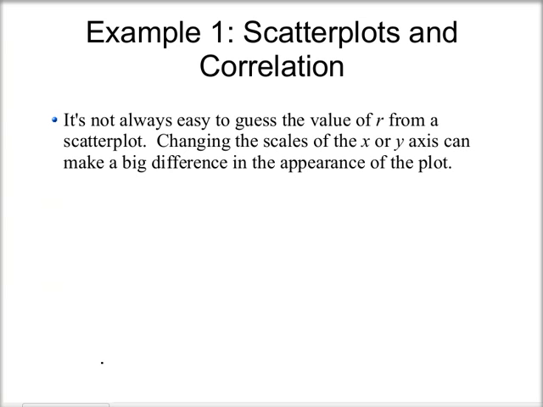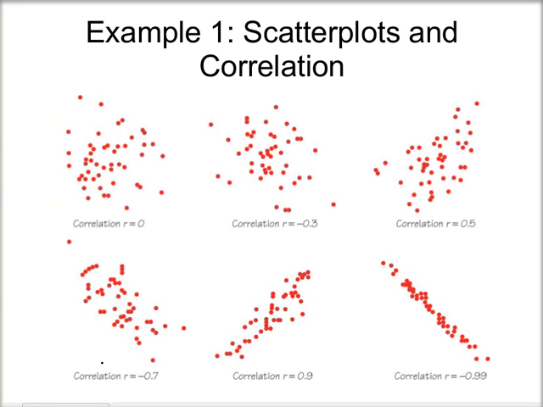Let's look at an example. We're going to see a bunch of scatter plots on the next slide, and it's not always easy to guess the value of the correlation from a scatter plot. So for the pictures you see on the next slide, they all have the same scale for their x and y axis, so we can compare them easily. So here in my first picture, I have a correlation of r equals 0. So I've got no correlation, and I've just got a cloud of points out here.